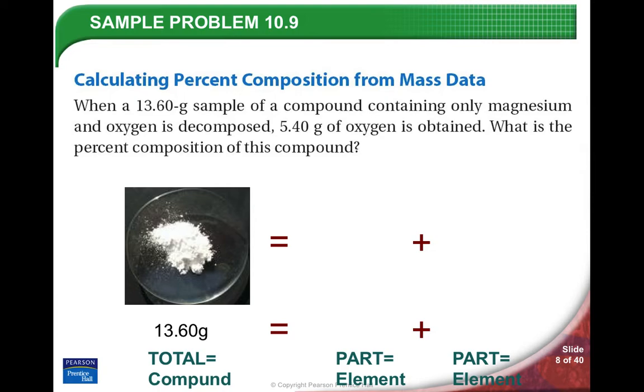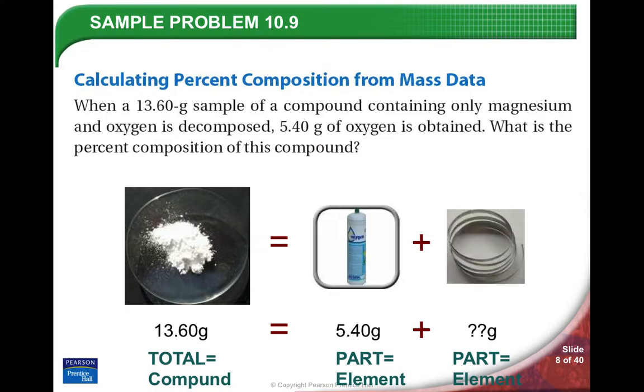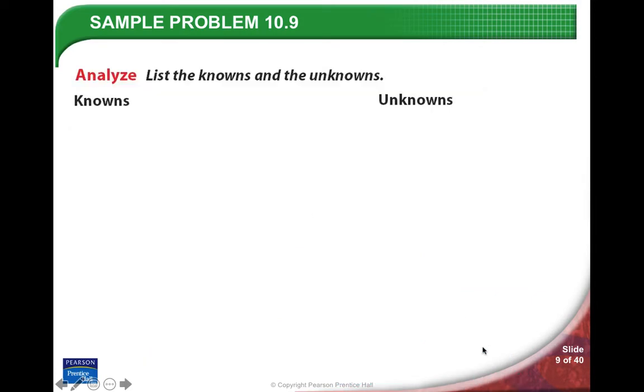So this part of chemistry is the worst. It's word problems, your favorite kind of math problems, with stuff you've never seen or heard of before to boot. So hang in there. So this is a bottle representing oxygen. This is a picture of magnesium ribbon. Remember, magnesium is a metal and it can be smashed into really thin sheets. So the total was 13.6. The part from oxygen was 5.4. So you can probably figure out that the rest of it is magnesium.